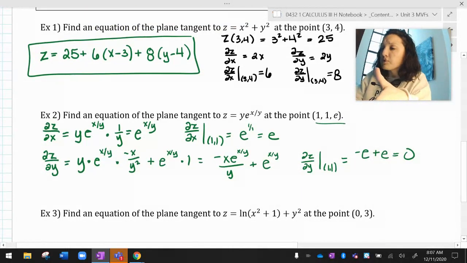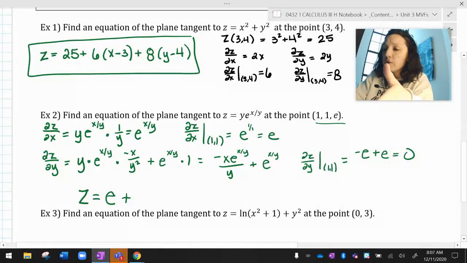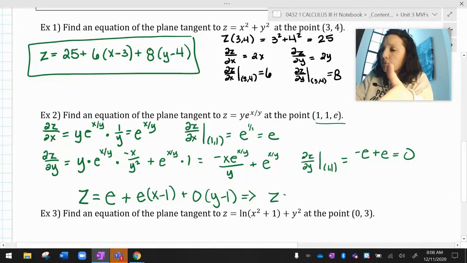I have my derivative with respect to y. So my tangent plane is going to be z equals the initial z value plus e times (x minus 1) plus 0 times (y minus 1). And yes, I know it's ridiculous to write that out. So I'm going to write it as z equals e plus ex.